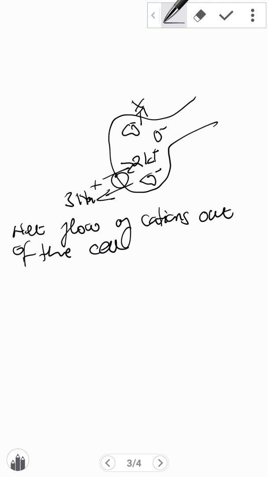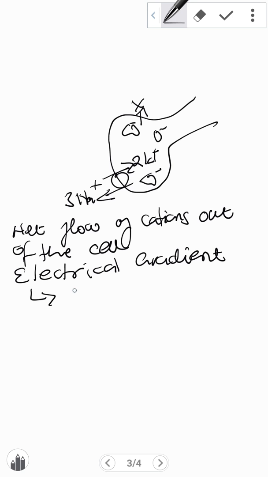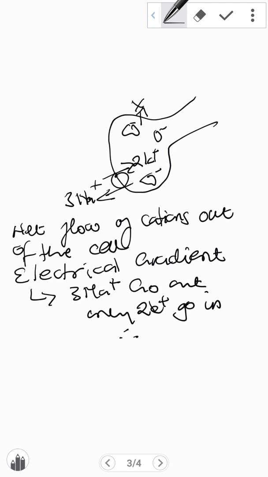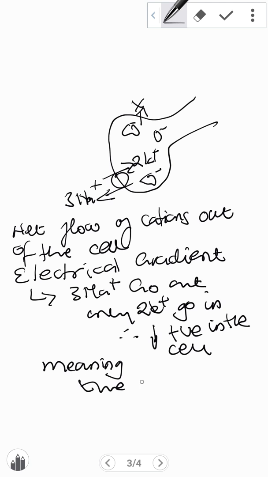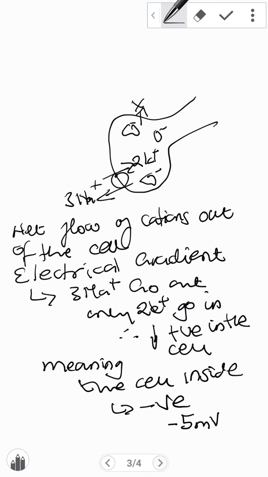Alright, now because there's a net flow of cations out of the cell, this creates an electrical gradient. So this electrical gradient is because three sodiums go out, only two potassium go in. Therefore, we have less positive in the cell, meaning the cell inside is negative. And the negativity that is caused because of this flow due to the pump is approximately negative 5, maybe.